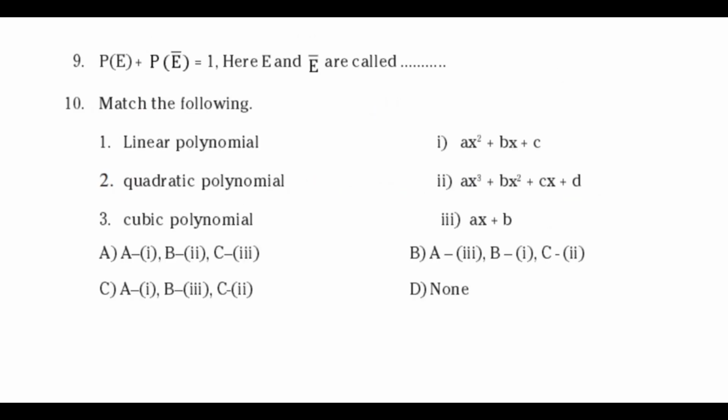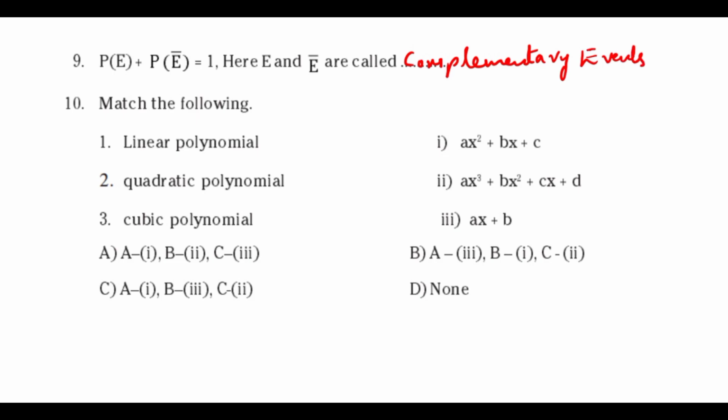P of E plus P of E naught equal to 1. Then here E and E naught are called complementary events. Answer is complementary events.